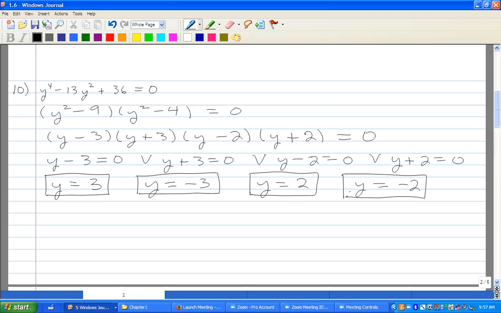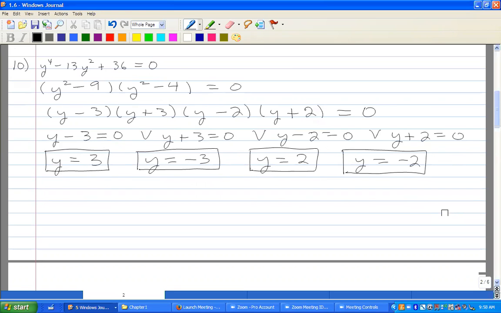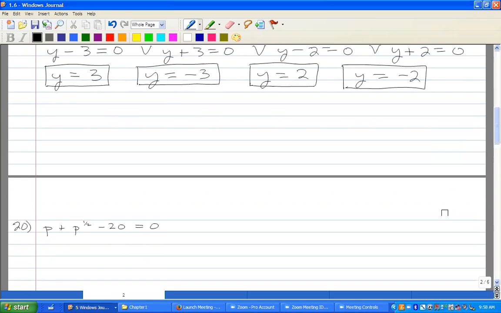So what you notice is that there are 4 solutions to this 4th degree polynomial. In general, there will be as many solutions to your polynomial as the degree of your polynomial, so long as you count multiplicity. So if you count correctly, then there are as many solutions as the degree of your polynomial. Let me do problem number 20.